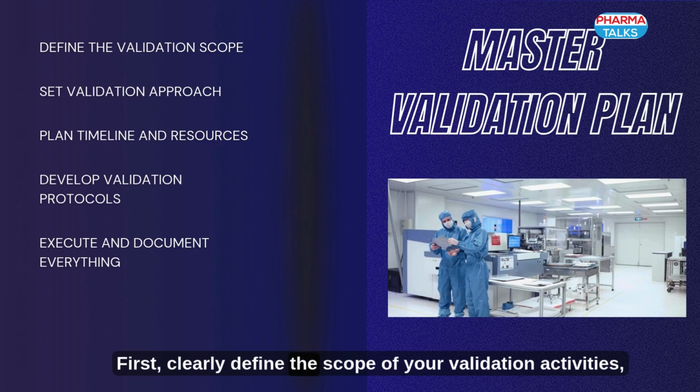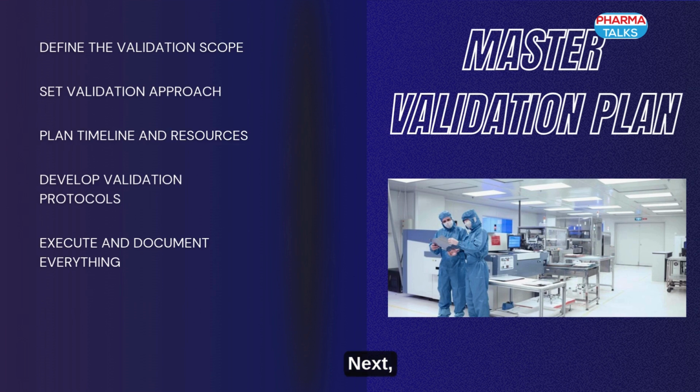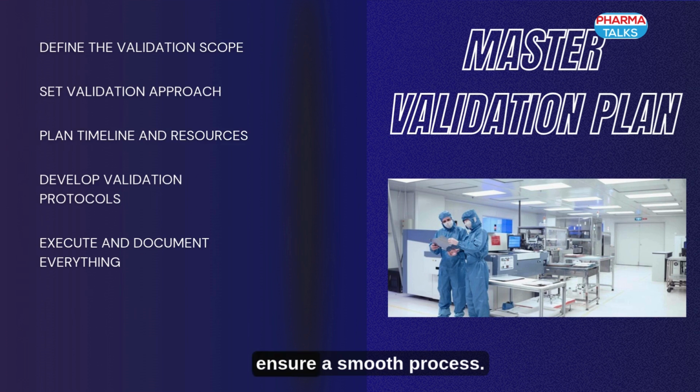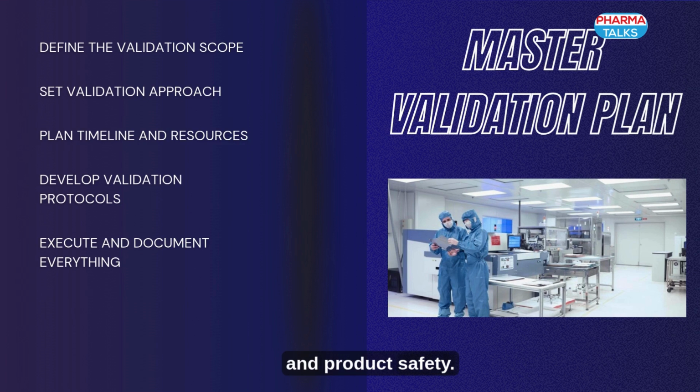First, clearly define the scope of your validation activities, identifying systems and processes. Then, establish the validation approach, including methodologies and documentation. Next, create a detailed timeline and allocate resources to ensure a smooth process. Develop specific validation protocols for testing and verification. Finally, execute the protocols, document all results, and prepare the final report to confirm compliance and product safety.